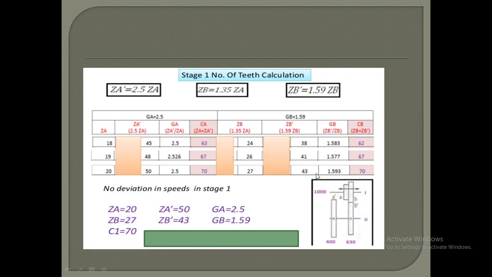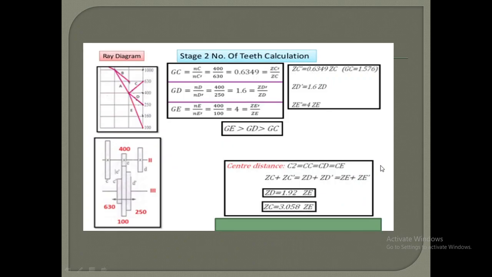Then the next one: in a similar way you have to calculate again for the next step, the second stage. Stage number 2 of teeth calculation, you have to do the same calculations. First we have seen how to calculate that, and similarly you have to calculate it. What is the GC? Again see, here is the C, the input speed is 400, this one is a constant. What is the NC dash? Here it is 400 divided by 630.